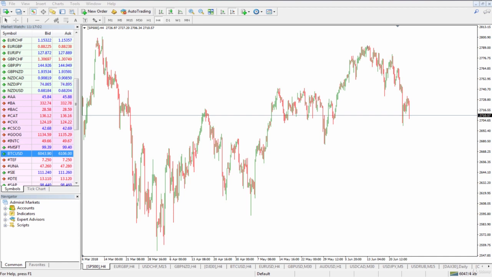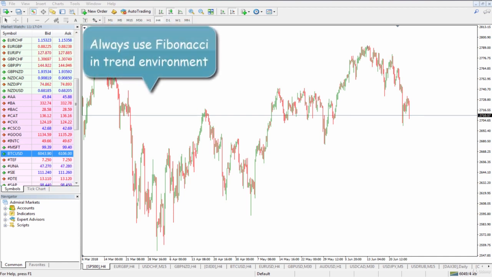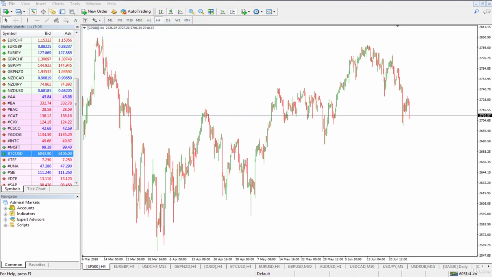Okay, the first rule. Fibonacci is always used in a trendy environment. What does it mean? This means that we will only use Fibonacci in a rising or a downward trend, but we will not use it in the sideways trend because it will not help us much.